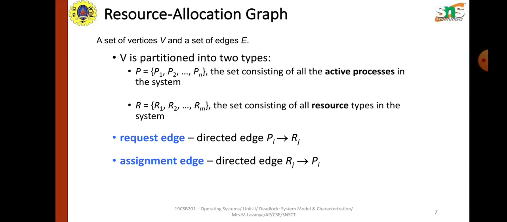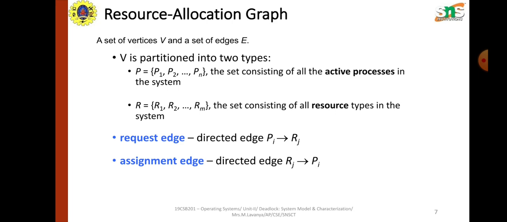There are only two kinds of edges available. One is a request edge and the other one is an assignment edge. A request edge is when a process is requesting a resource. For example, if the process Pi is requesting a resource Rj, then there will be a connection from Pi to Rj. This edge is known as a request edge.